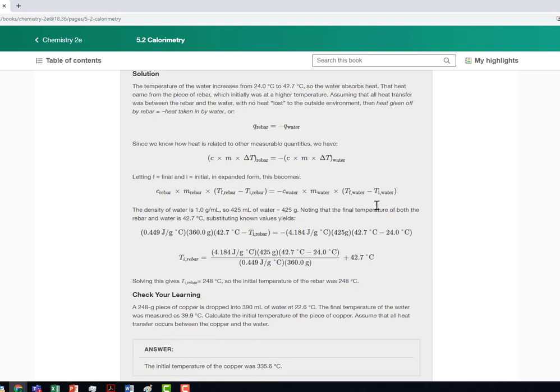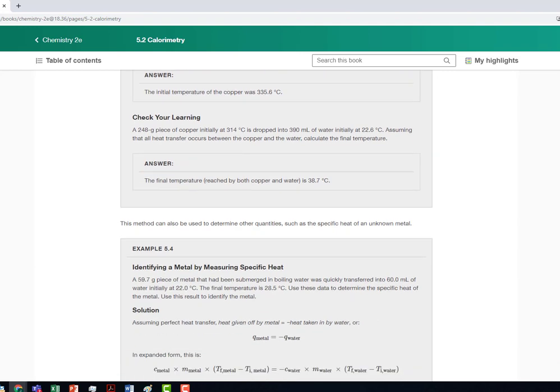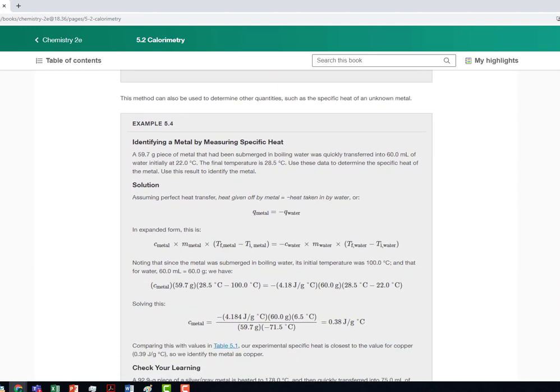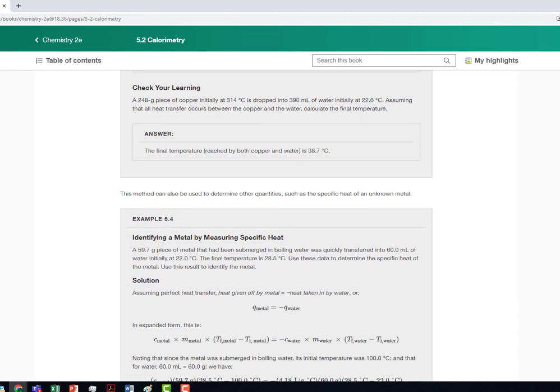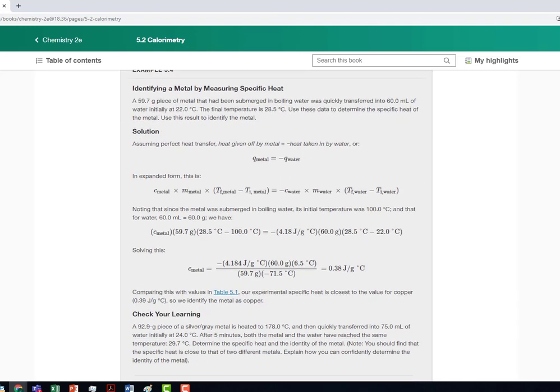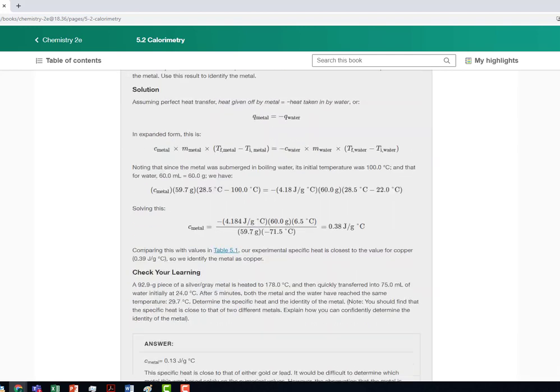There's another one that's similar. So if this is kind of a lot and you want more practice, there's a similar question you can look at here as well. Another example where we're solving for something other, for the specific heat to identify a metal. So you can look at another example. Again, it's going to start by using two heat equations. You're just solving for a different part of it.